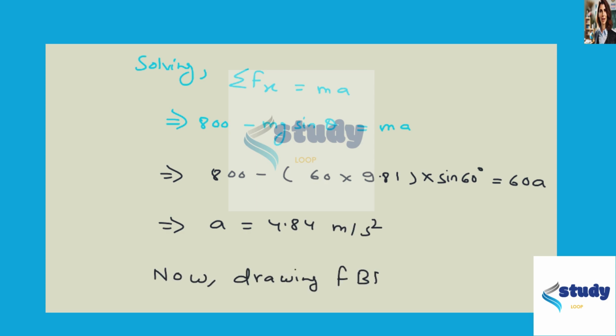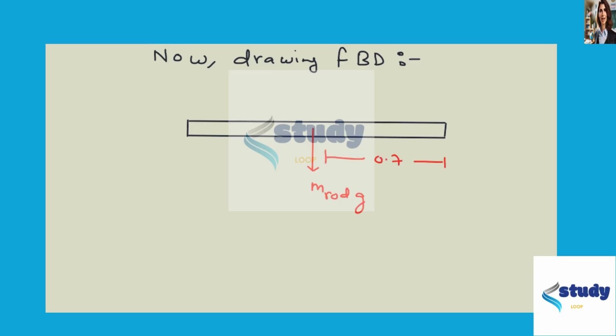Now drawing the free body diagram again. So I am just drawing another free body diagram and I will show all the forces that are acting on it. So here mg is acting at a distance of 0.7 meter and this distance is also 0.7. Here B is working. Now at this point the MA rod is working.